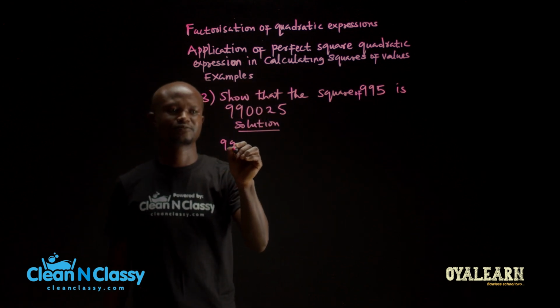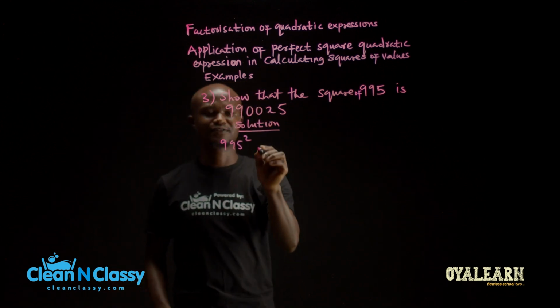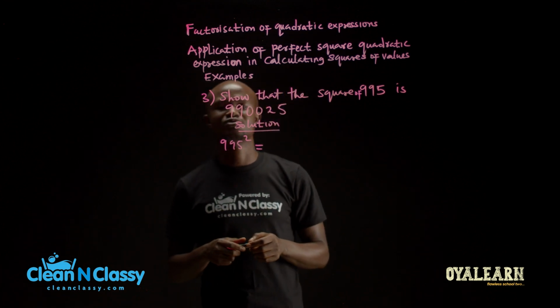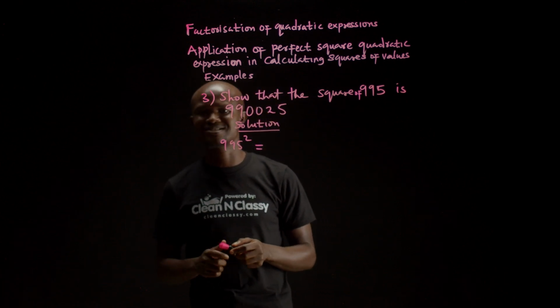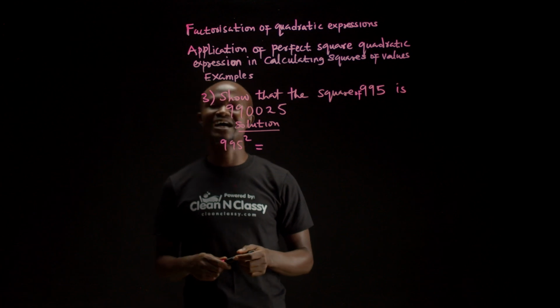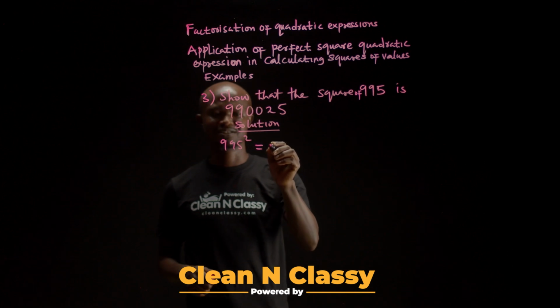995. The square of 995. This number is close to 1,000. And since this number is close to 1,000, we can write 995 as a function of 1,000. How do we do that?